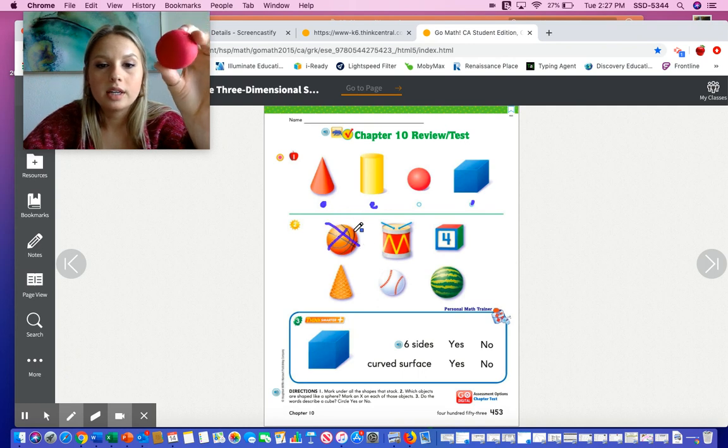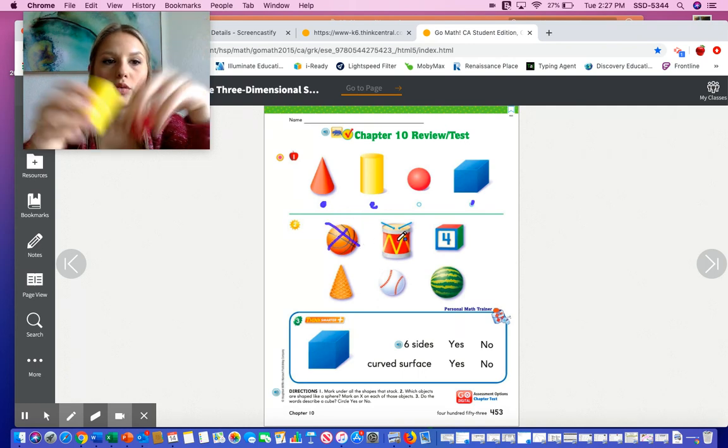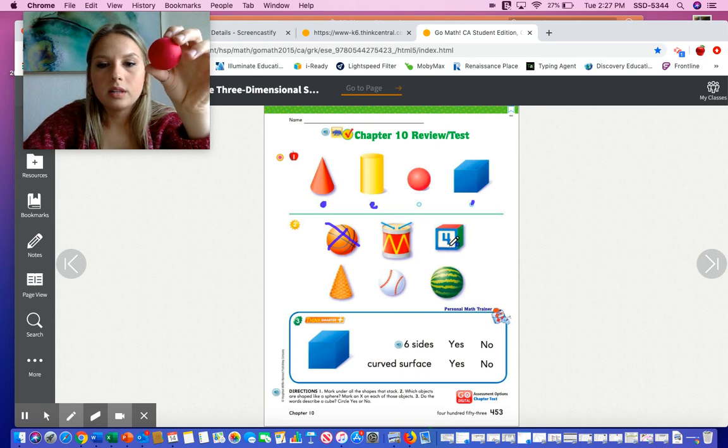Oh, there's one. What about this one? No, that's more like a cylinder. Oh, this one? This one? This one? Yeah. What about this one? Yep. Right? Because all those objects are curved and round.